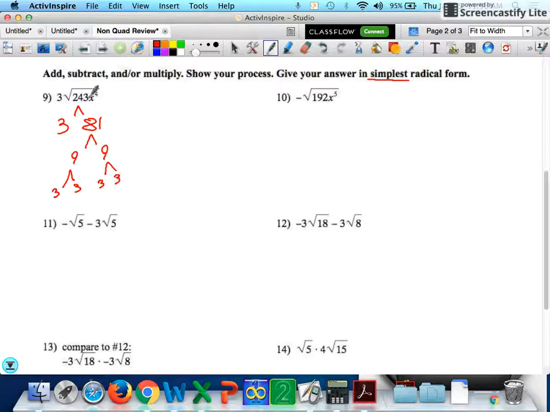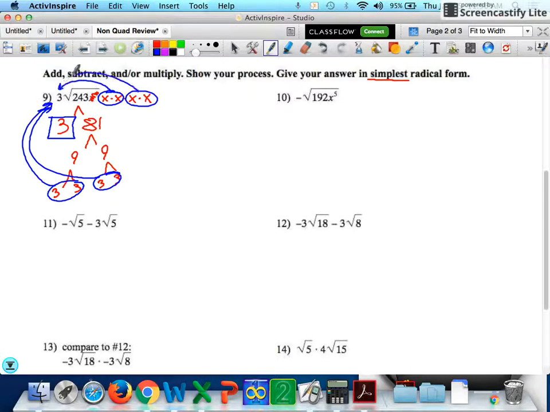Also, our variable will break down. X to the 4th power is just x times x times x times x. So we're looking for any sort of pair we can find to pull out front. Well, there's a pair of 3s, and there's a pair of 3s. Now be careful because we left one behind. That 3 is going to come out. That 3 is going to come out. There's a pair of x's. There's a pair of x's. And nothing got left behind with our variable. Okay, anything left behind stays under the radical.